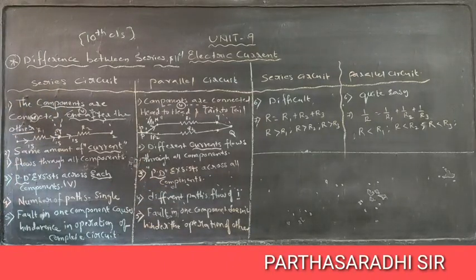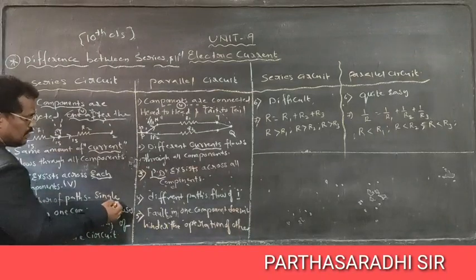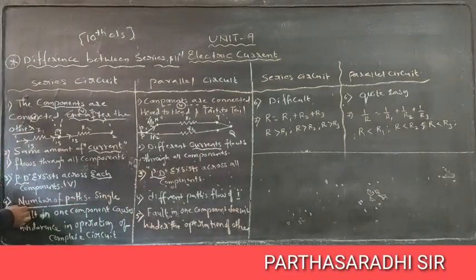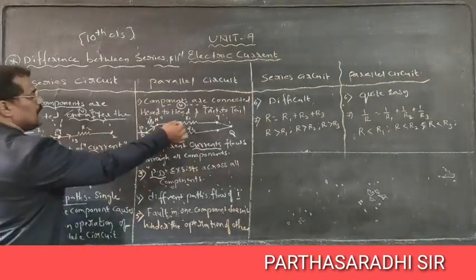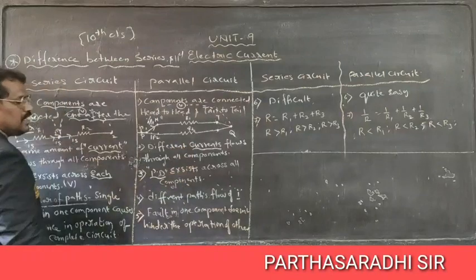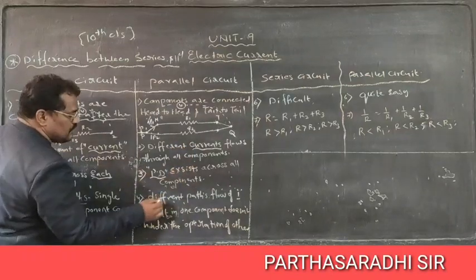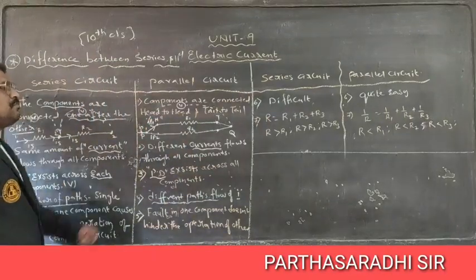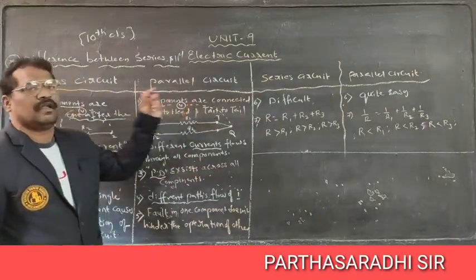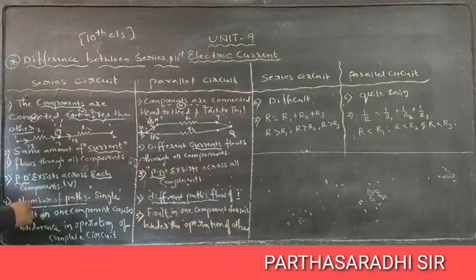Next one is what? Number of paths. In the series connection, only a single, straight path will be there. But whereas in parallel, multiple paths will exist, different paths, so the current flow takes place through the multiple paths. That is the fourth point.